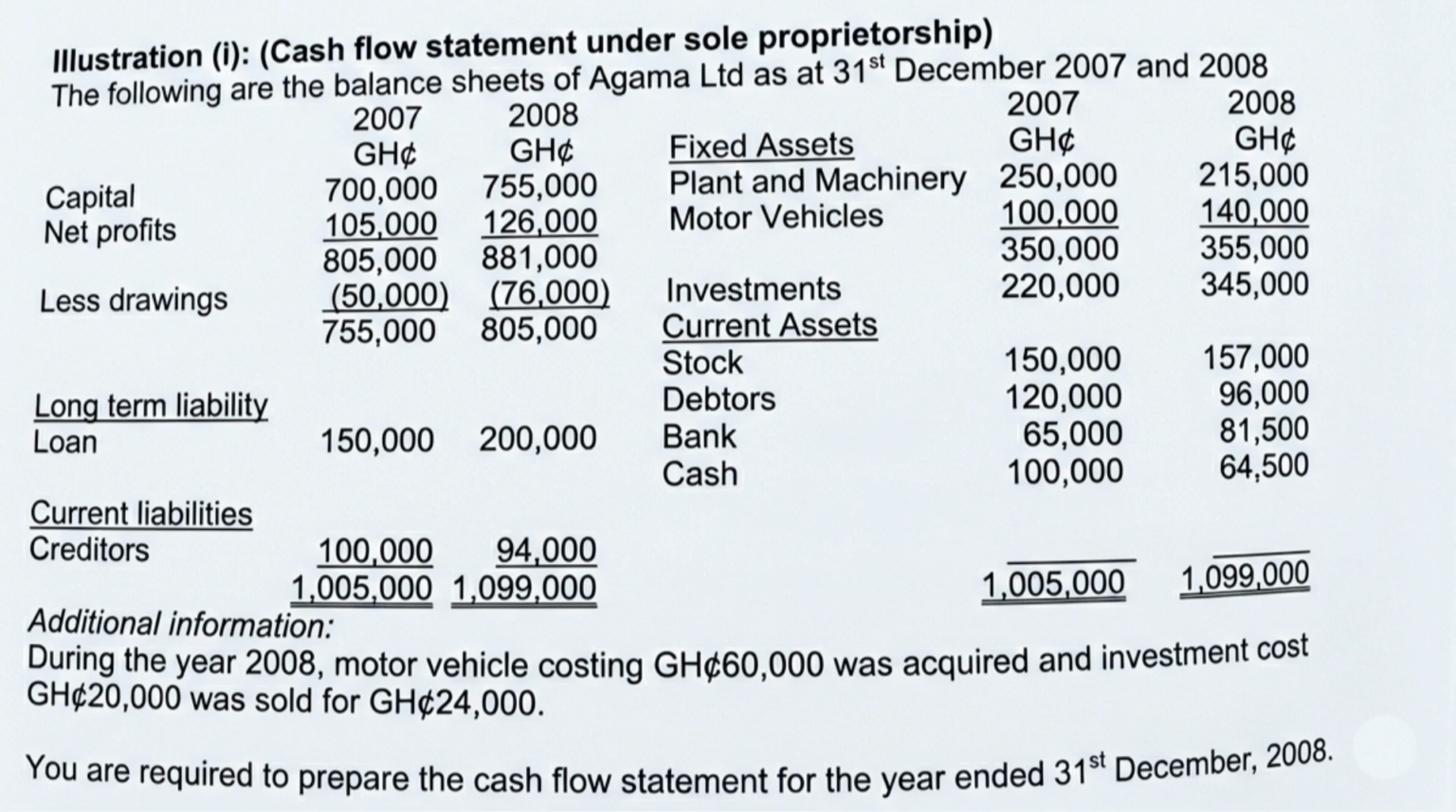Long-term liability, we have loan 2007, 150,000, 2008, 200,000. Current liabilities, we have creditors. That's the only current liabilities given. 2007, 100,000, 2008, 94,000. Additional information. During the year 2008, motor vehicle costing 60,000 was acquired. An investment costing 20,000 was sold for 24,000. You are required to prepare cash flow statements for the year ended 31st December 2008.